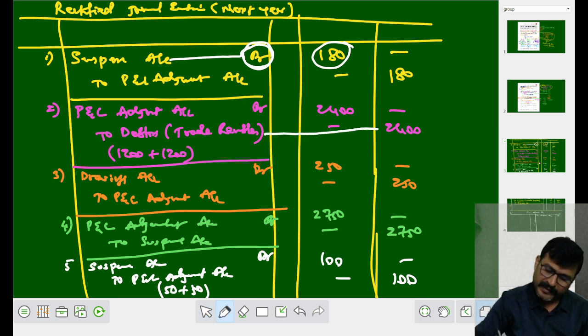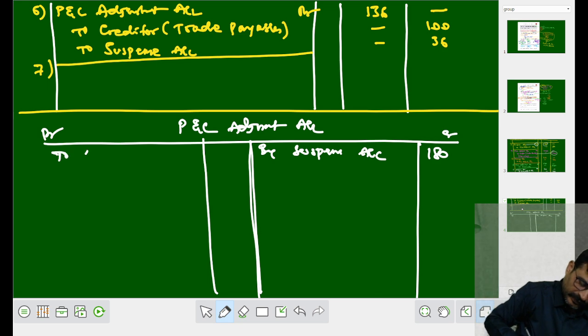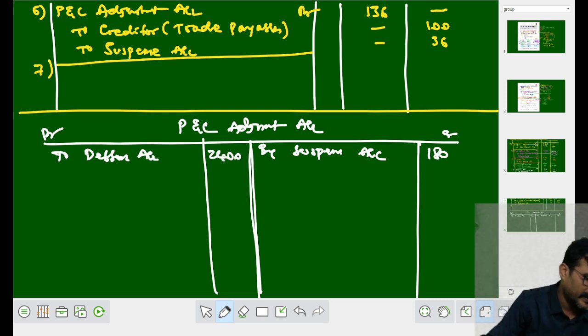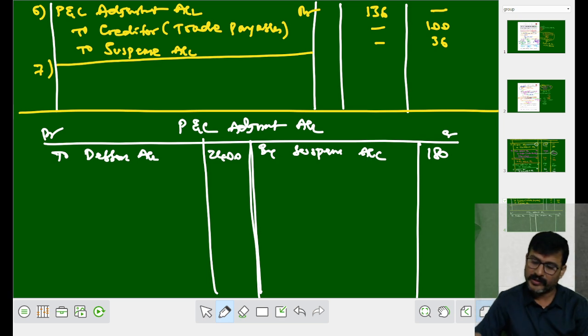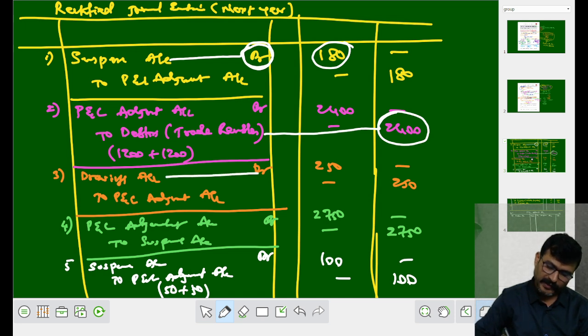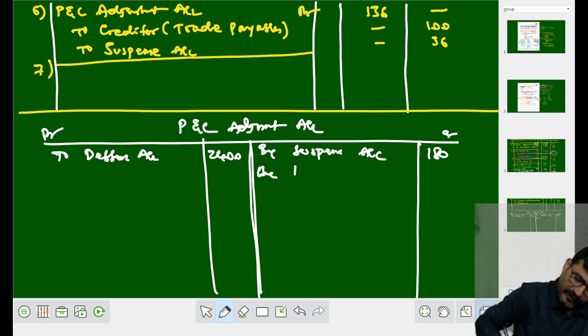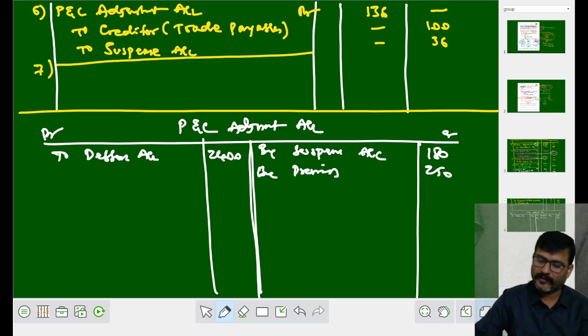Trade receivable is in the credit of journal, so it goes to where? Debit of ledger. To debtors account, or else you can write to trade receivable account as rupees 2400. Fine. Next, drawings account debit to P&L adjustment. Drawing is in the debit side of journal, so it comes to the credit side of ledger as drawings 250.